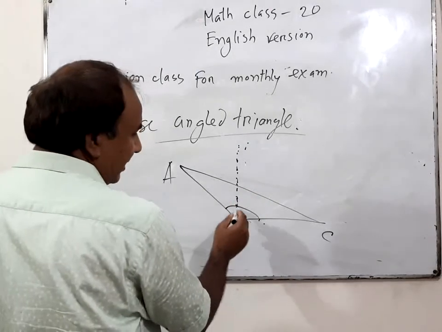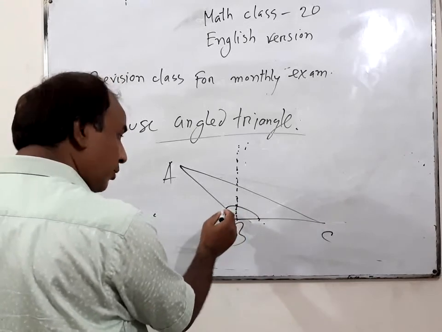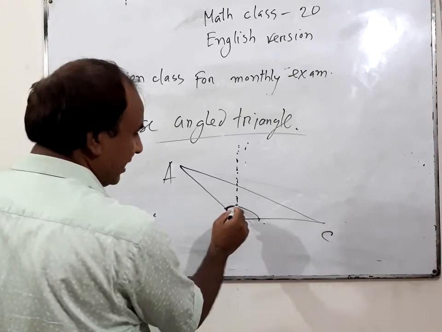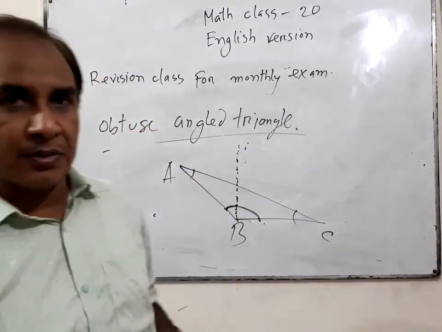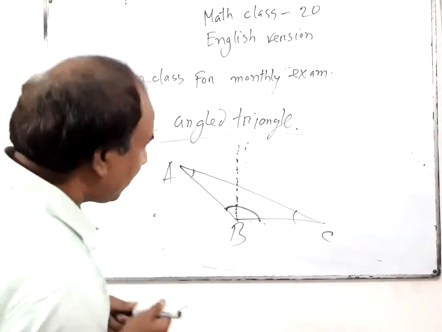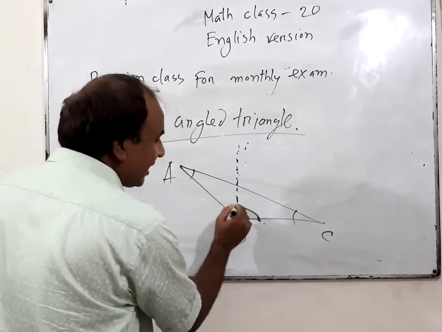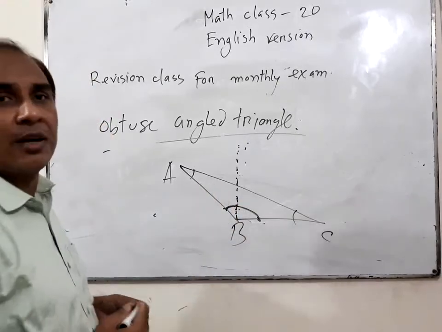So this thing we have to understand: from here to here is a right angle, so this is going to be more than a right angle. That means it is an obtuse angle. This angle is an obtuse angle and another two angles are acute angles. We have to say it is an obtuse angle triangle. For this indication, I try to show the right angle here. It is going to be more than a right angle. That means it is an obtuse angle.